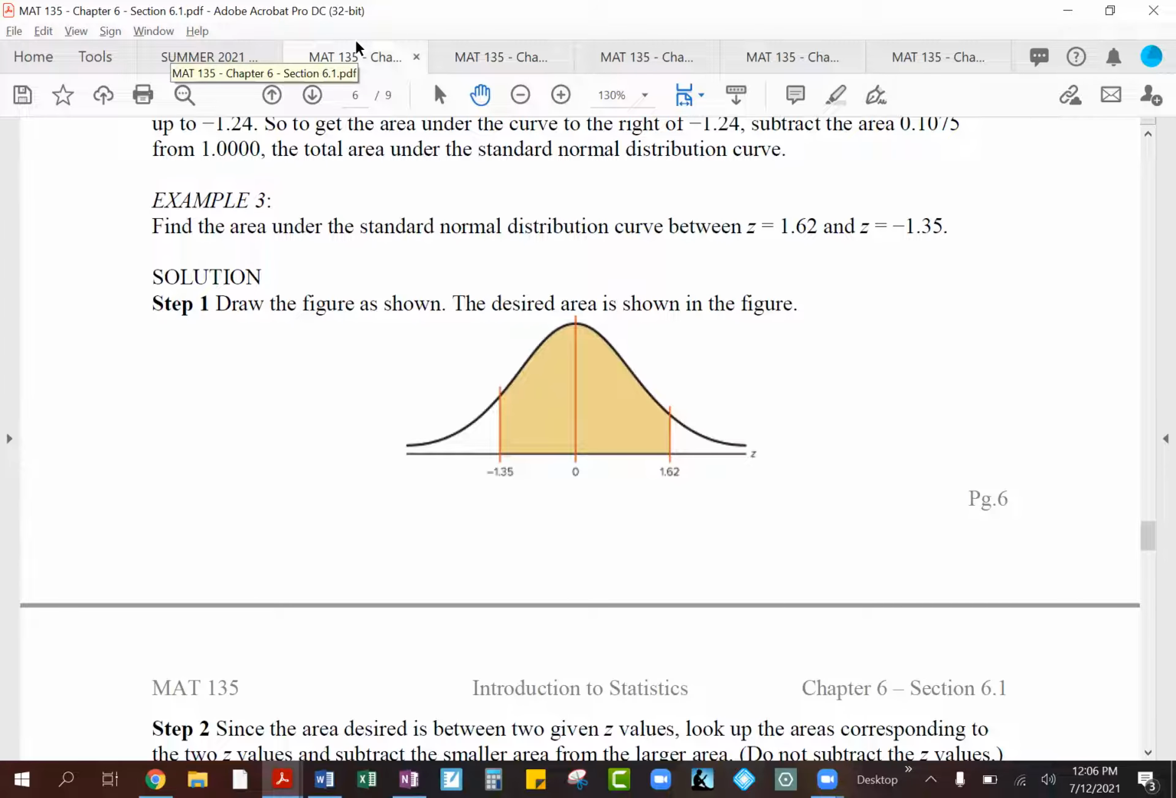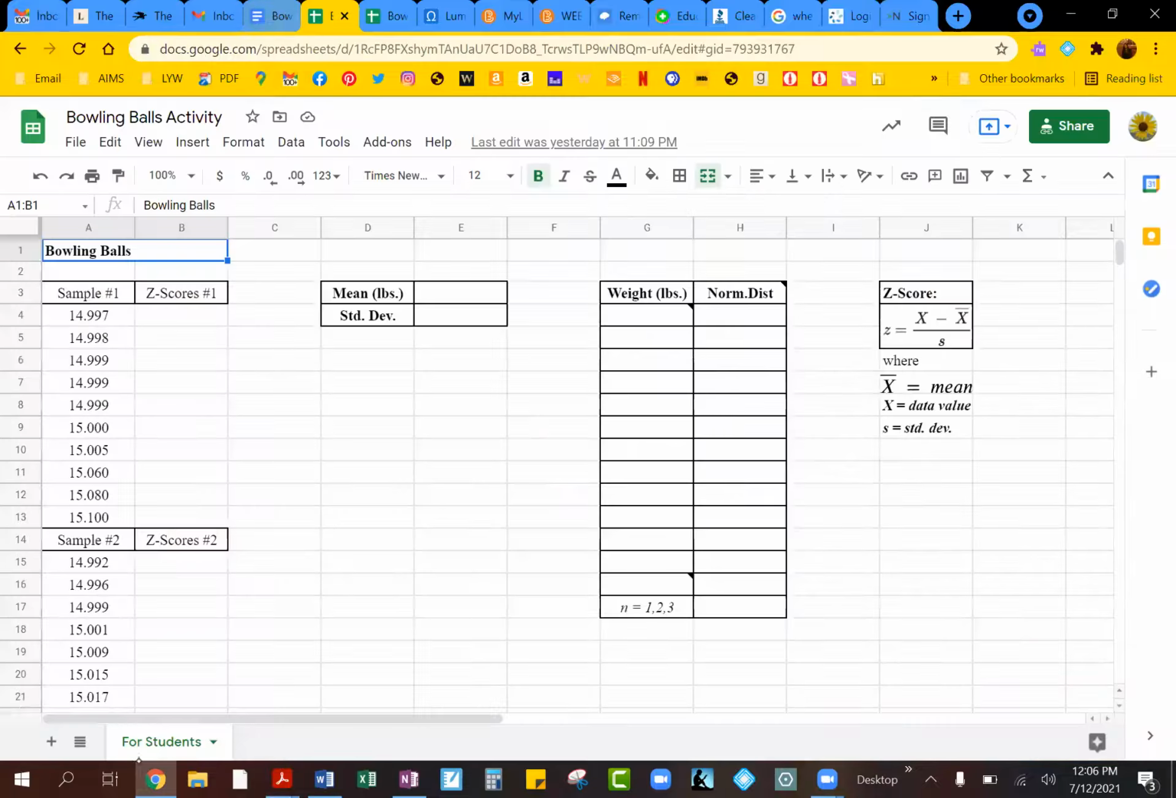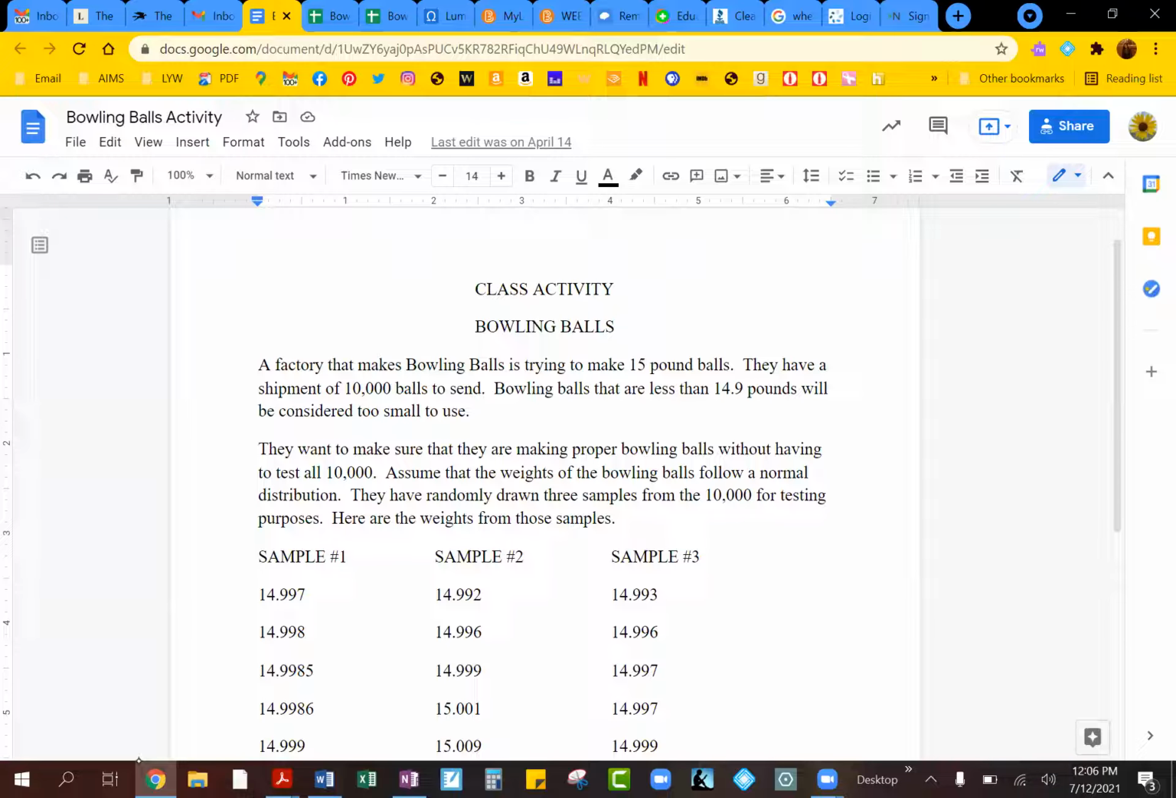But we're going to do a little activity today to get you into this whole process of working with the z-scores and using them and the normal curve to help us come up with an answer for this activity here. So let's take a look at this, guys.